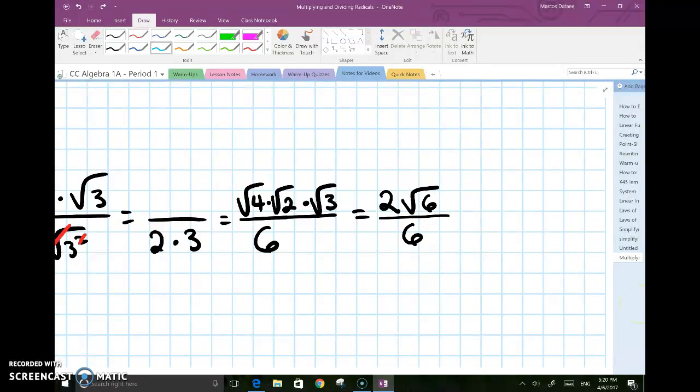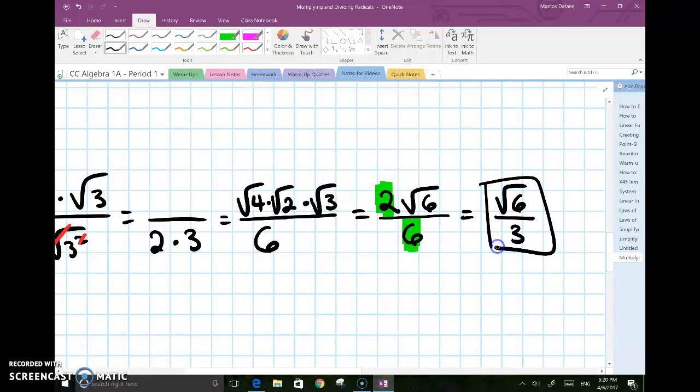What you do instead is you focus on the numbers that are outside. In this case, that would be the 2 here and the 6 here. Neither of them are covered by a radical, so you're free to reduce those two numbers as if you simply had a fraction of 2 over 6. And so if you reduce those, what we get is radical 6 over 3. And that would be my answer.